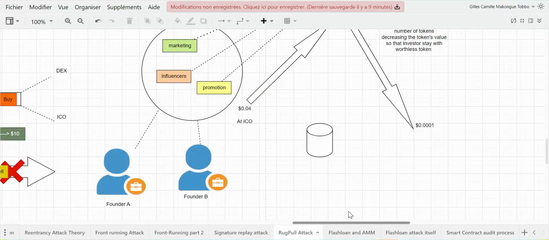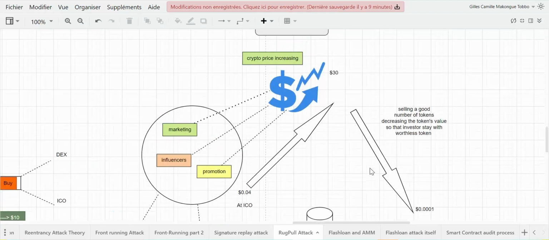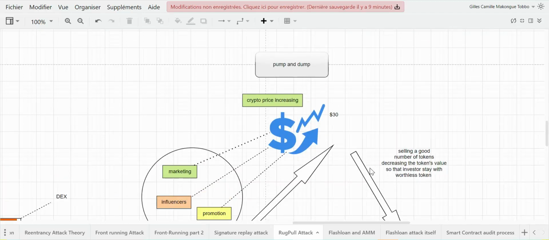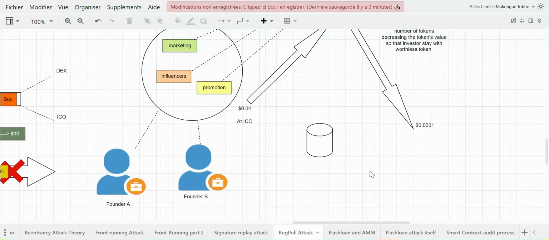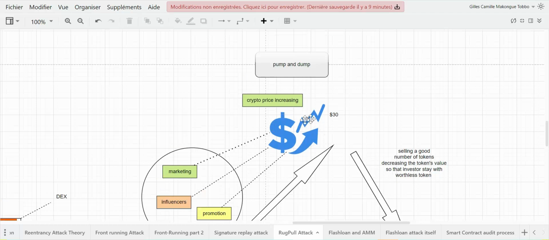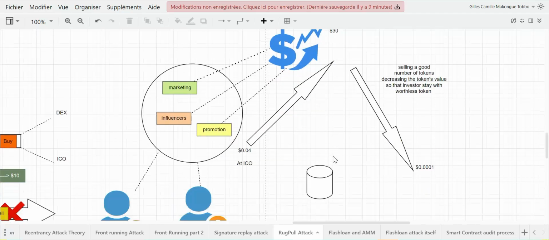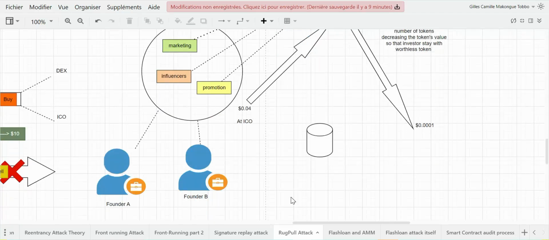Now we're going to move to what we call pump and dump schemes. It's really important to understand that. Let's say that we have some founders. This is a project. They are going to manipulate the price, and you need to understand that.